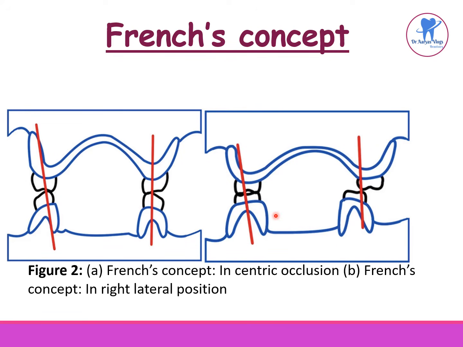Here is toward the ridges, and this is away from the ridges in right lateral position. Okay. And here he used modified French teeth to obtain balanced occlusion.